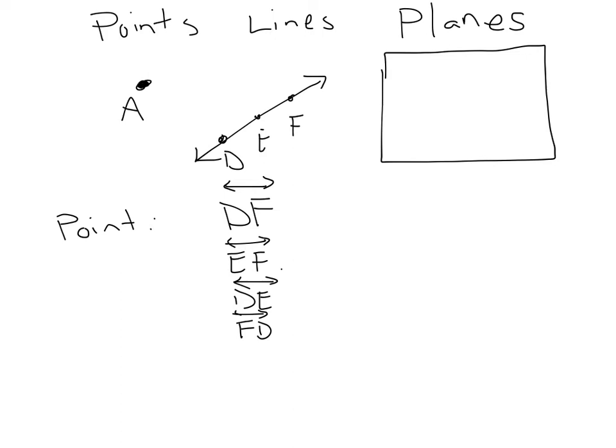1, 2, 3. I have 3 points on here. I'm going to name it HIJ. There's 3 points here. So can I name this plane HIJ? Well, let me show you why you cannot.